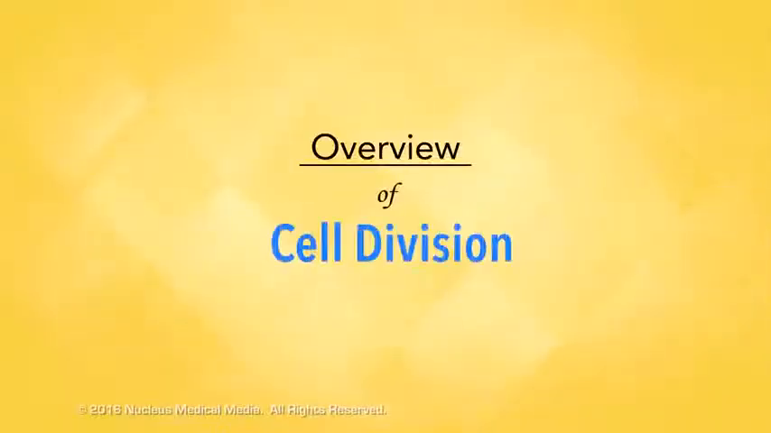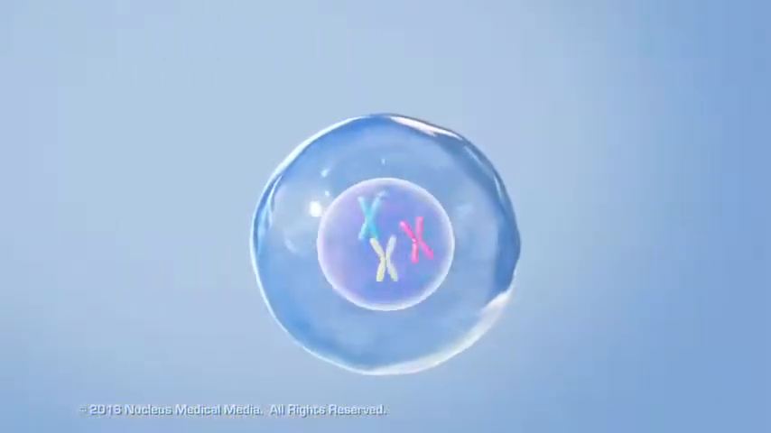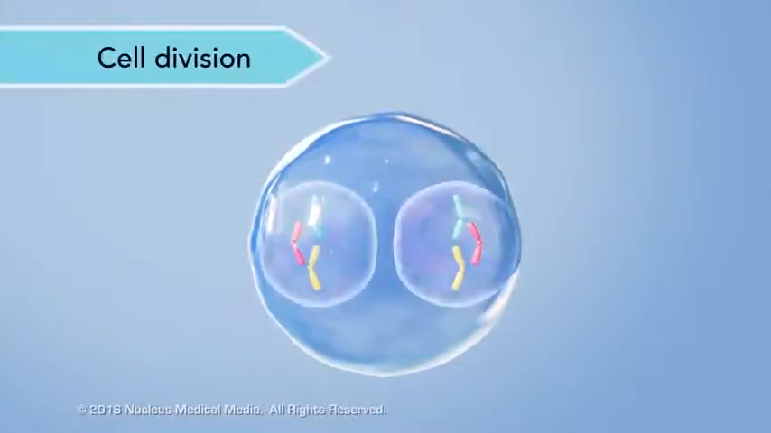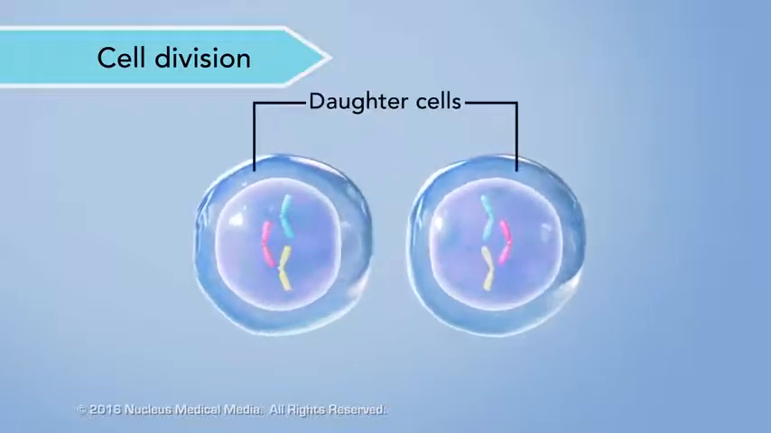In this lesson, we'll be talking about how cells reproduce. How and why do they do this? Well, they use a process called cell division to make new cells, called daughter cells.